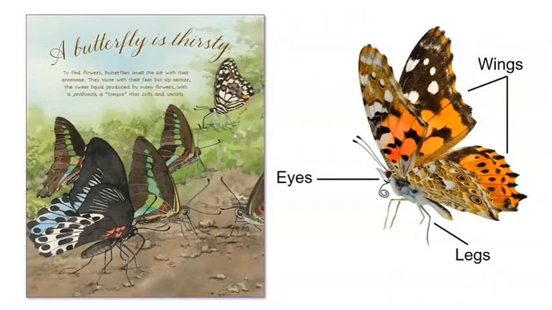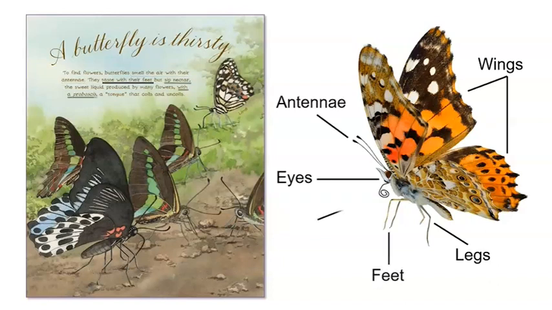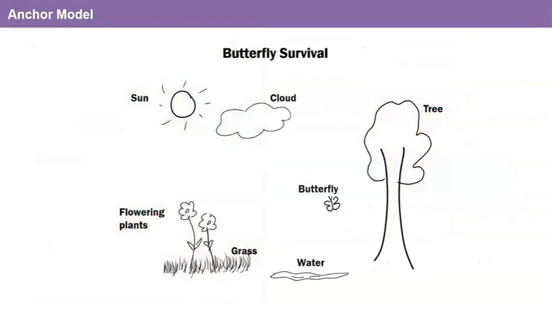Wow, butterflies are amazing. From what we just read, I noticed more characteristics we can add to our list. Did you notice any more? We read that butterflies smell the air with their antennae, they taste with their feet, and they sip nectar from flowers using a proboscis. Okay, it is definitely time to update our anchor model.